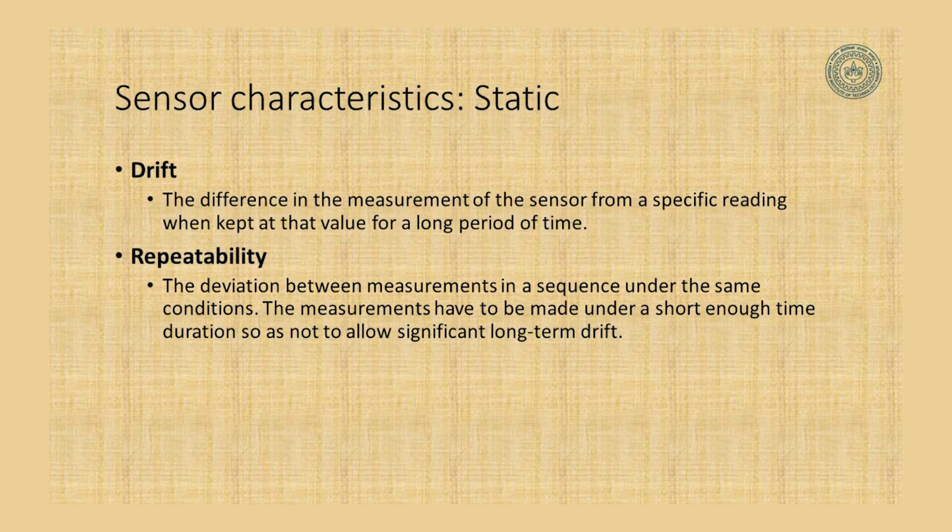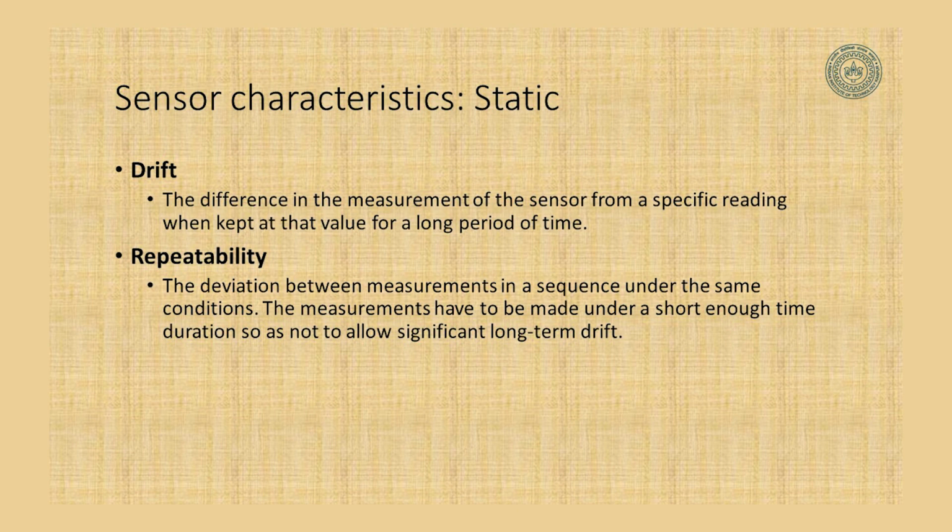And then the next sensor characteristic that is often important is repeatability. So, this is the deviation between measurements in a sequence under the same conditions. Okay. So, conditions are the same and then you take discrete measurements, and the deviation between these measurements tells you the repeatability. So, measurements have to be made under a short enough time duration, so that there is no significant long term drift. So, repeatability is different from drift in the sense that repeatability is all about making these measurements one after the other quickly, and then you want to see whether the measurement repeats or not.